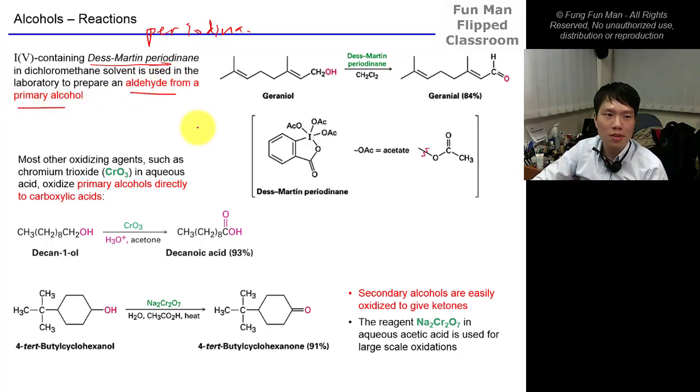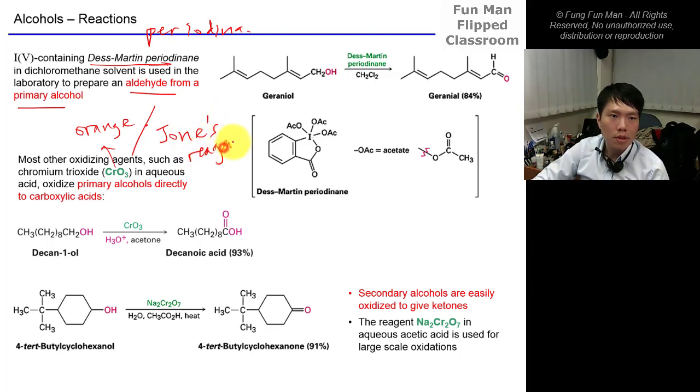So it will convert a primary alcohol to an aldehyde. Stick to this. If we use other reagents like chromium trioxide, CrO3, this is what color? Orange color. Or we can call it the Jones reagent. Another name. We will convert directly from the primary alcohol to carboxylic acid.